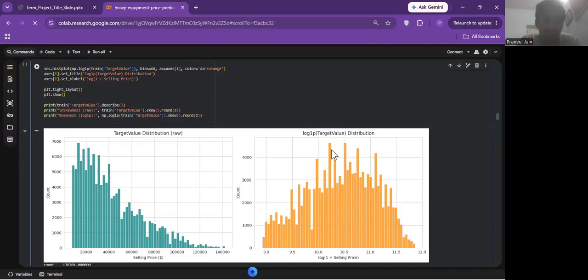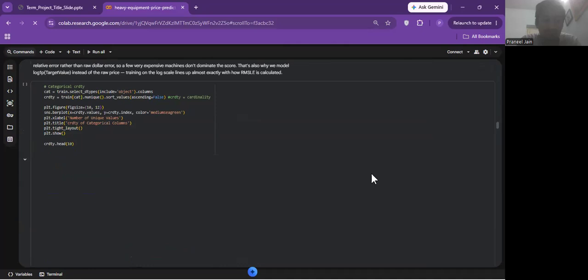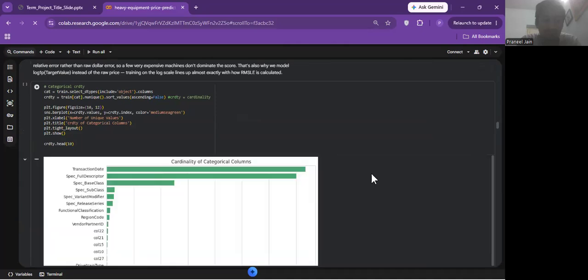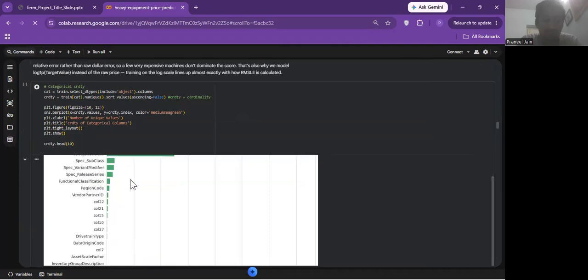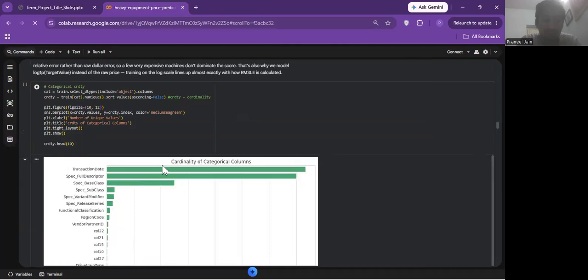The next thing is categorical cardinality. As we can see here, some categorical columns had very high cardinality, so I have used an ordinal encoder instead of one-hot encoding to avoid blowing up dimensions.